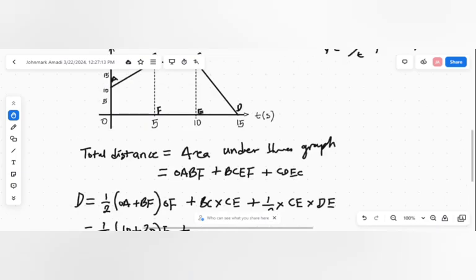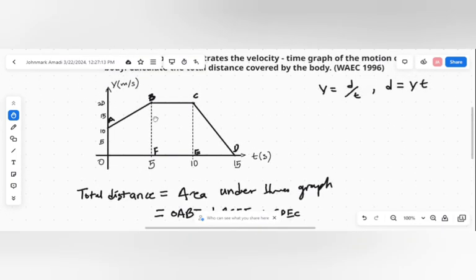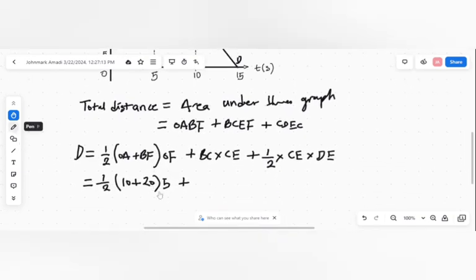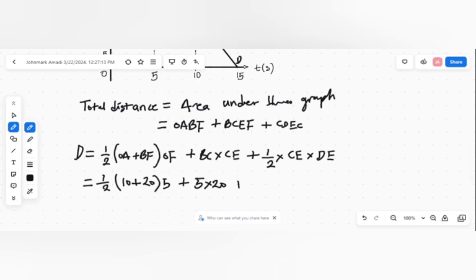BC times CE. Let's extract that. BC, between here and here, is 5 to 10. So the distance will be 10 minus 5, which is 5. From here to here is 10, but we are looking for this part, so 10 minus 5 is 5. And then from here to here is 20. So that will be 5 times 20.